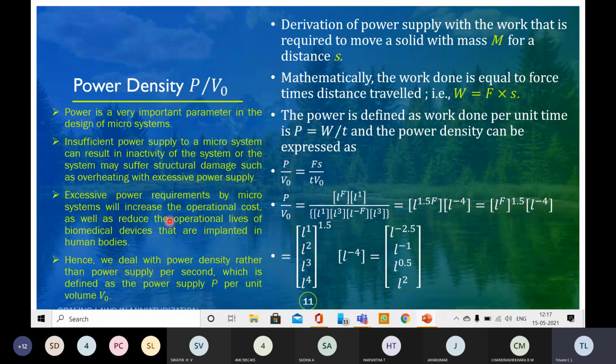If there are excessive power requirements for the microsystems, what happens? It leads to an increase in the operational cost also. If the microsystem design requires excessive power, then the battery operational cost will be a drawback for these systems. And it will also reduce the operational lives of the biomedical systems.